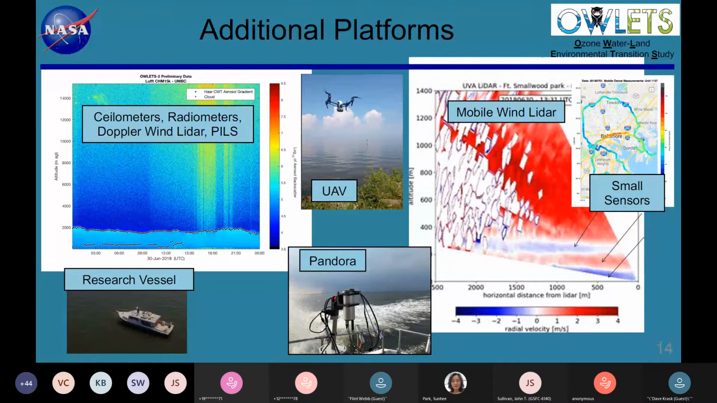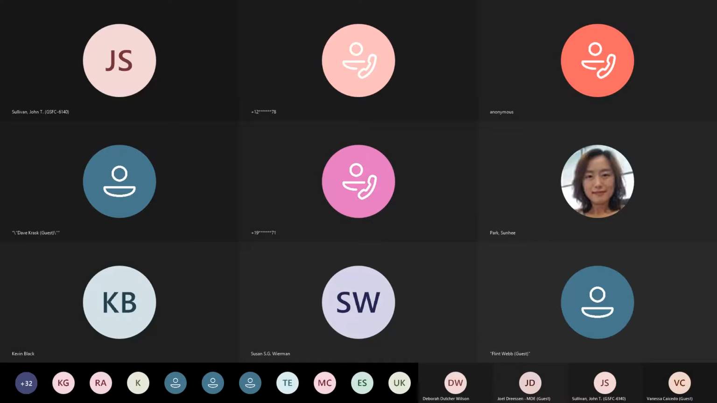So beyond the measurements described in this talk, there are plenty of other chemical and meteorological observations that were collected to really help improve the quality of ALIT's analyses.